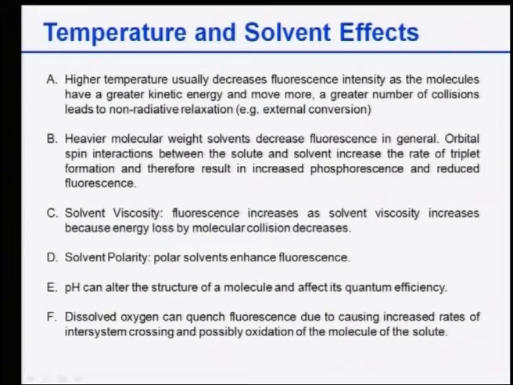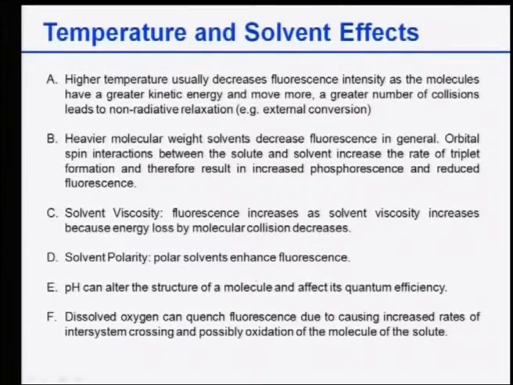The higher the temperature, usually the lower the fluorescence intensity, as the molecules have greater kinetic energy and move more, and a greater number of collisions can lead to non-radiative relaxations, that is called external conversion. So, energy will be lost more and the fluorescence yield will be less. That is the temperature effect. Now, the heavier the molecular weight of the solvent, the lower is the fluorescence yield. Orbital spin interaction between the solute and the solvent increases the rate of triplet transitions, and therefore results in increased phosphorescence and reduced fluorescence. This is mainly because of these orbital spin interactions.